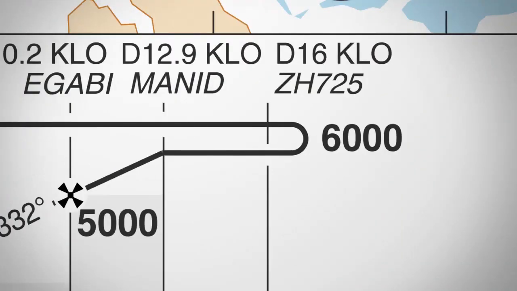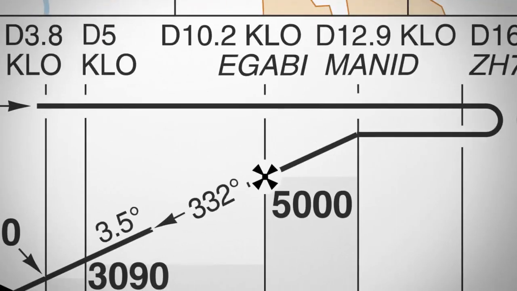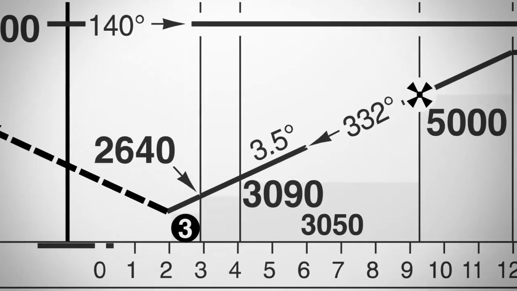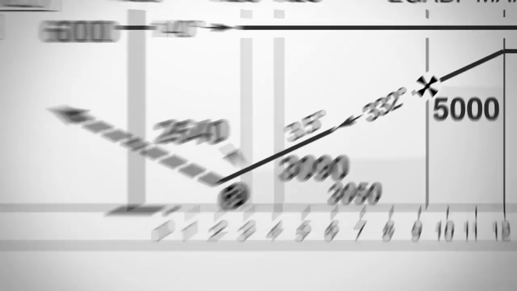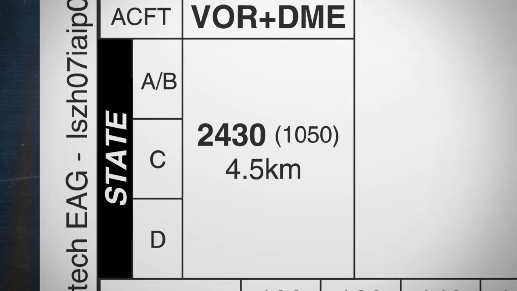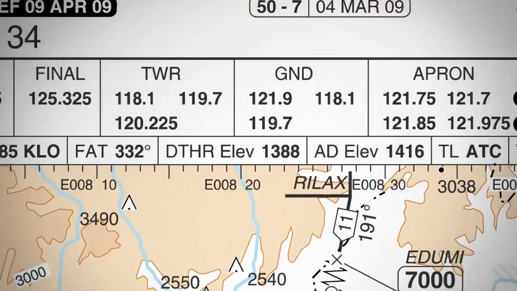Altitude will be 6,000 feet until Manid 12.9 DME. Final approach fix is Igabi 10.2 DME. We'll be at 5,000 at this point. It is a 3.5 degree approach, nothing special, and our MDA is 2430 feet, which is 1,050 feet AGL. Required visibility is 4.5 kilometers, which is well inside the 5 nautical miles that the ATIS reported. Displaced threshold elevation is 1388 feet.